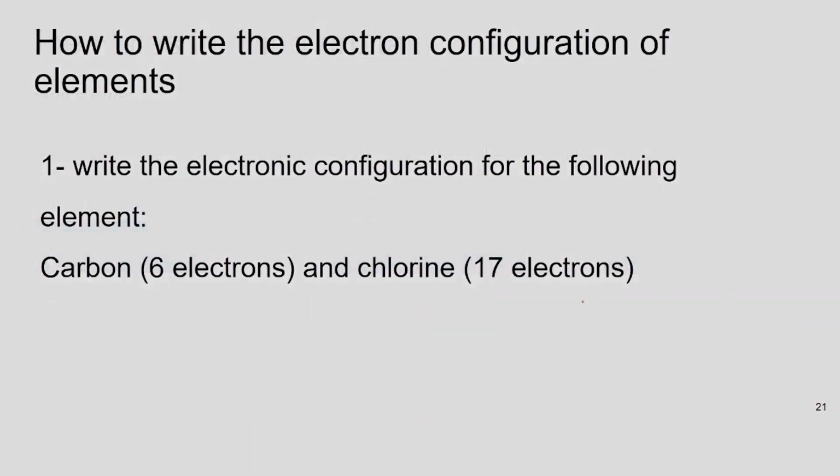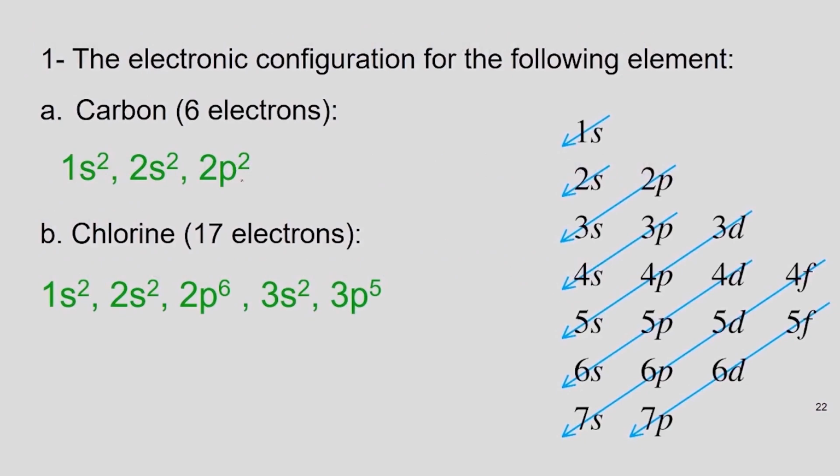So how do we write the electronic configuration of elements? Let's look at these two examples. Write the electronic configuration for the following elements: carbon, which has 6 electrons, and chlorine, which has 17 electrons.